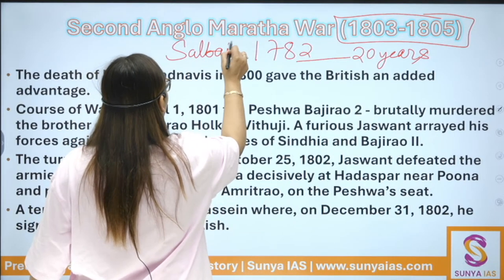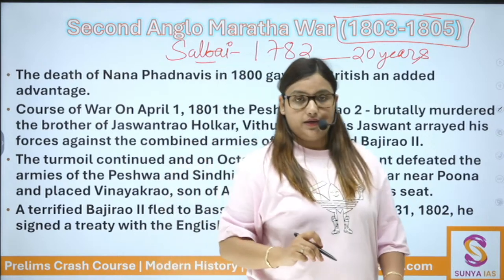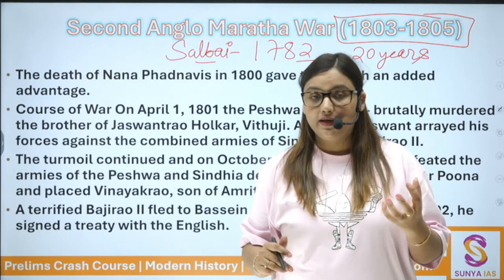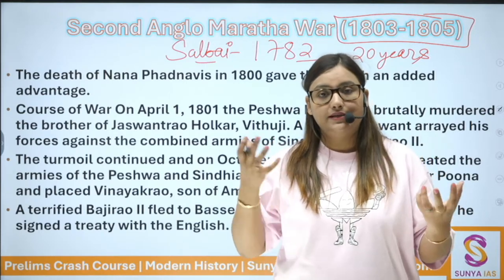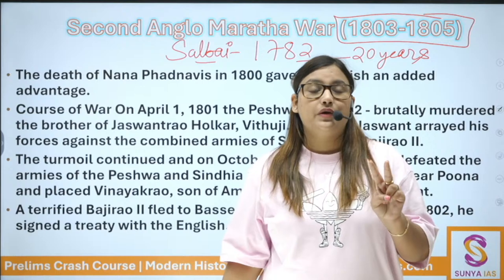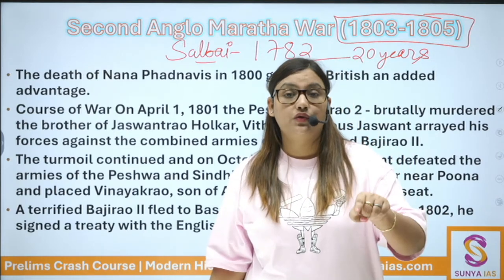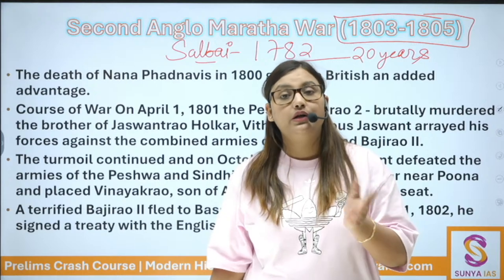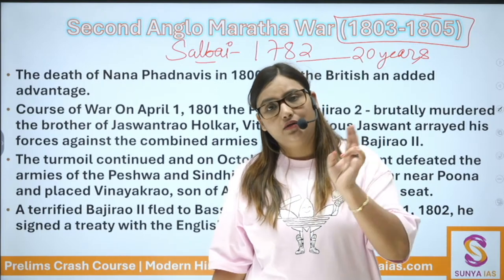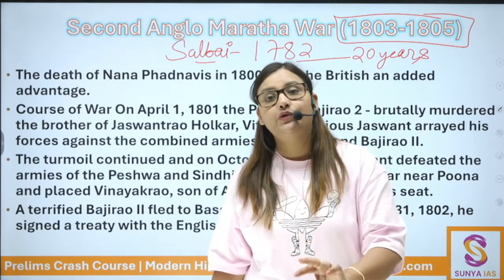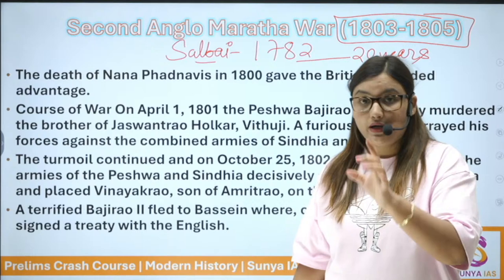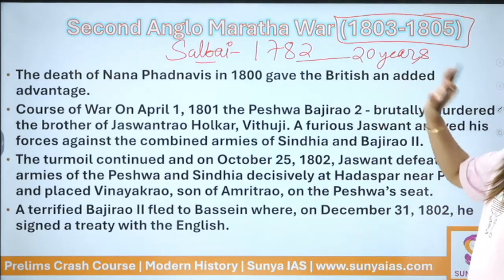Why was there a gap of 20 years after the Treaty of Salbai? In the First Anglo-Maratha War, the Treaty of Salbai was signed. So the gap between the First and Second Anglo-Maratha War is very huge, 20 years. Why? Because the EIC wanted to focus on Mysore for 20 years. They wanted to defeat Tipu Sultan. So for 20 years, they decided to have peace and destroy Mysore, and after destroying Mysore, they would come back to the Marathas. Fine? That's why for 20 years, they decided to maintain the peace.